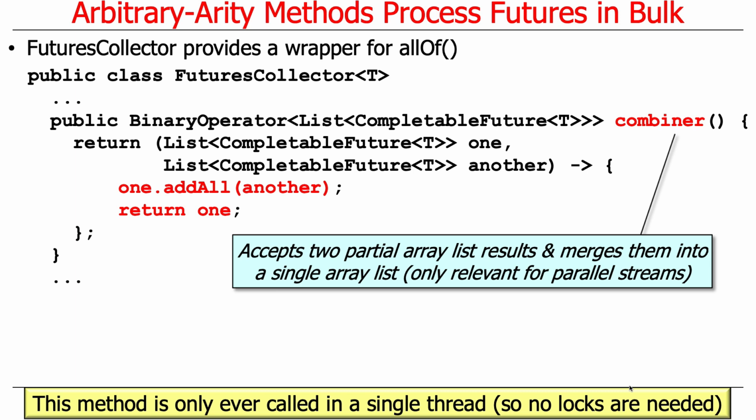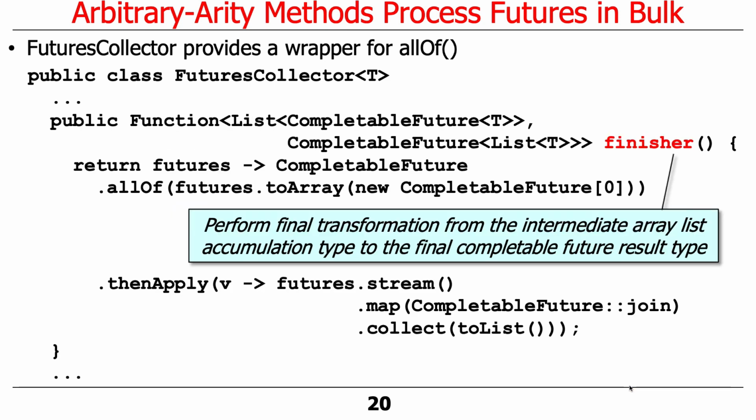So it's only relevant for parallel streams. Once again, it's only called in a single thread, so it doesn't need any locks. And here then is the piece de resistance. This is the finisher method.